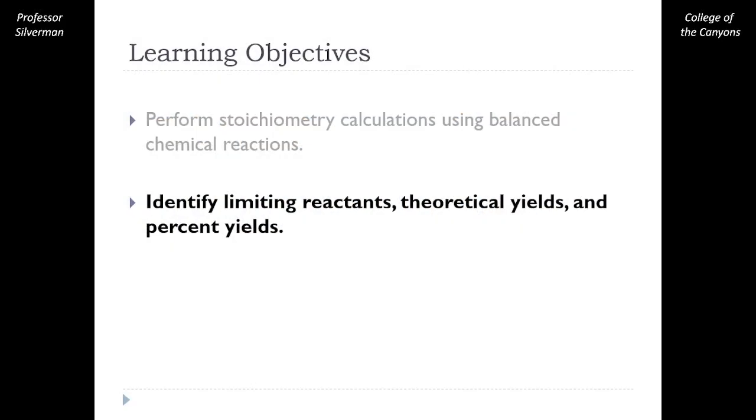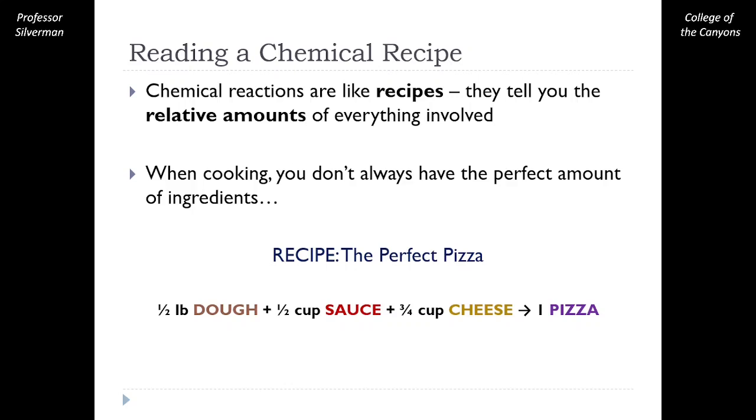Welcome in. Our objective for this video is to identify limiting reactants, theoretical yields, and percent yields. In our previous video, we introduced this idea that our chemical reactions are like recipes. They tell you the relative amounts of every starting material and product involved. When you're cooking and when you're doing chemical reactions, you're not always going to have the perfect amount of ingredients.